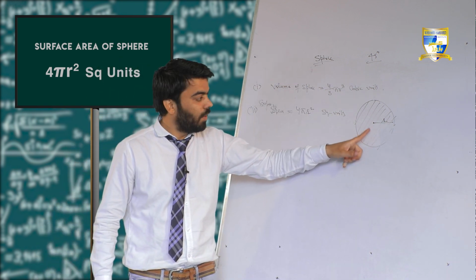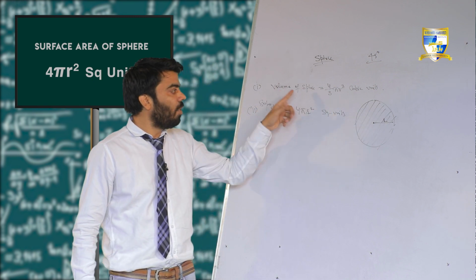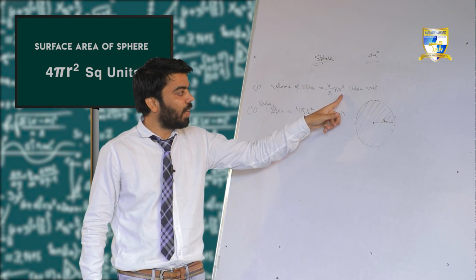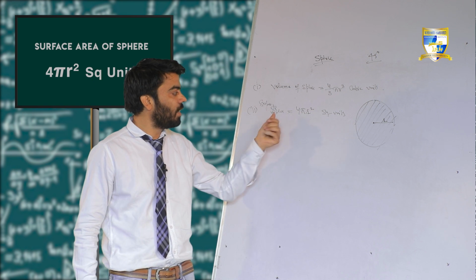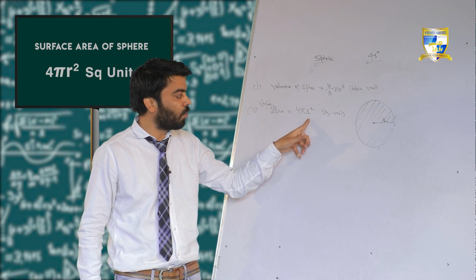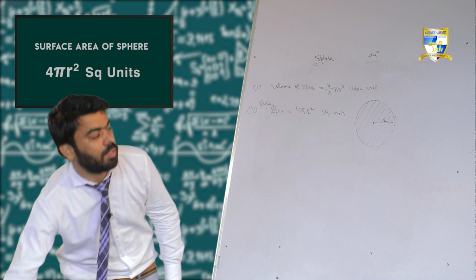Sphere is here with radius r. Volume of sphere, that's equivalent to 4 by 3 pi r cube cubic units. Its surface area, that's equivalent to 4 pi r square units. This is about the sphere.